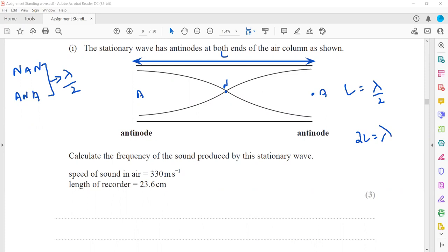So if the length is 23.6 centimeter, the wavelength will be twice of this, which is 2 times 23.6, that makes 47.2 centimeter. But we need it in meters, so we divide by 100. So the wavelength will come out as 0.472 meters.